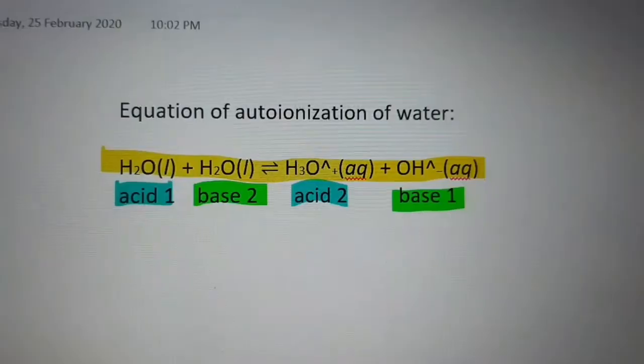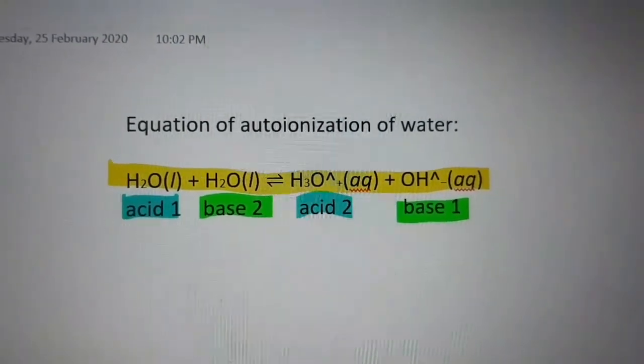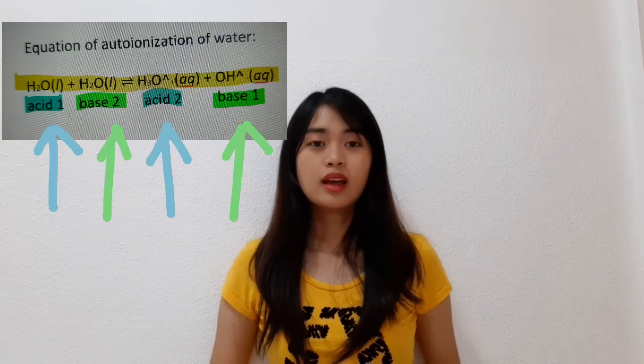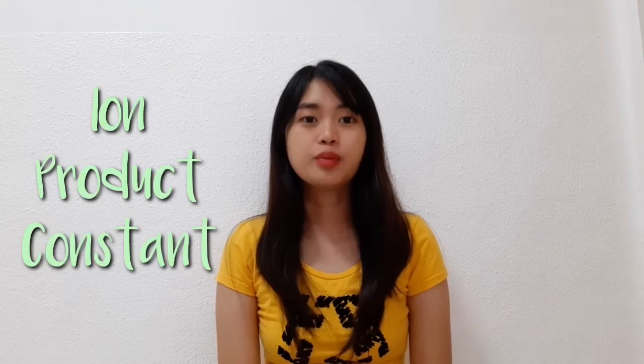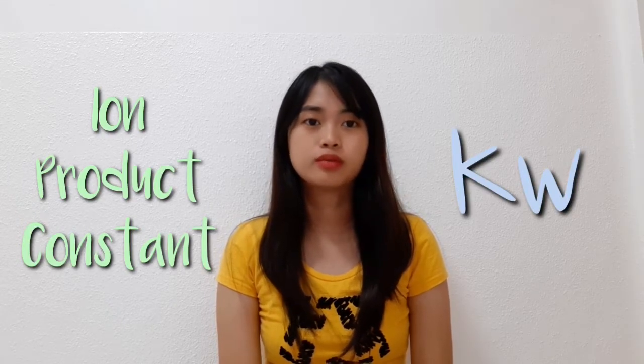This process only occurs at 25 degrees Celsius. This is the equation of autoionization of water. Water molecule acts as an acid, and another water molecule acts as a base. Water also has its own constant, which is the ion product constant, also known as Kw.